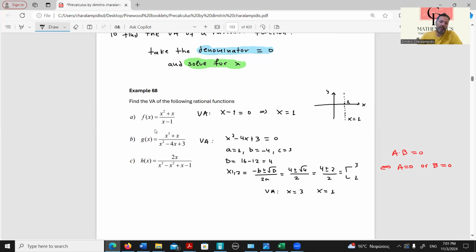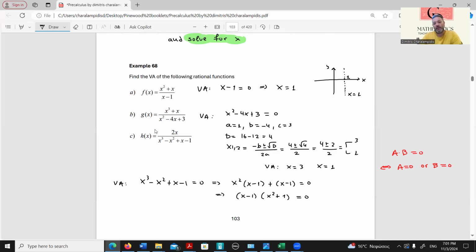And finally, in C, we once again use the denominator to make that equal to 0, and we need to solve that. We have solved that before in this video. We will do the grouping factorization: x squared times (x minus 1) plus (x minus 1) is 0, which is the same as x minus 1 multiplied by x squared plus 1, which means x minus 1 equals 0 or x squared plus 1 equals 0. From here, only x equals 1, since x squared equals negative 1 should be rejected.